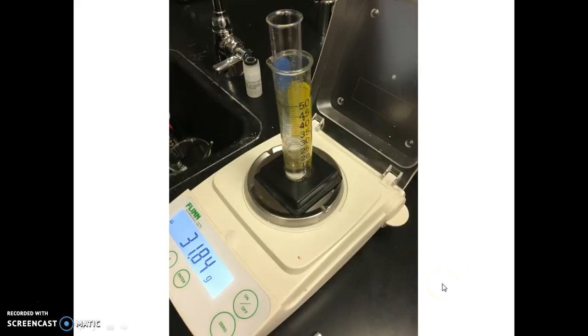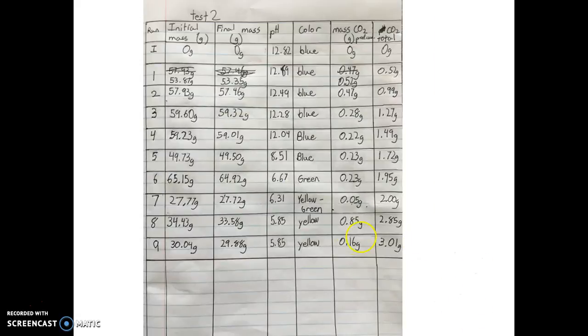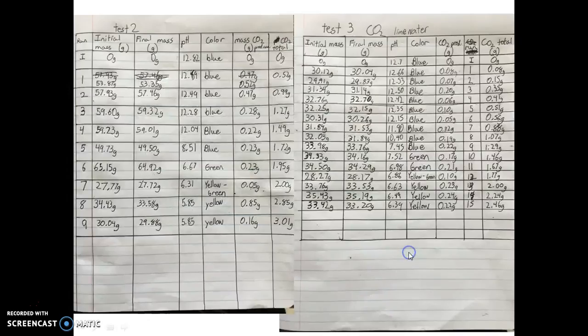Okay, so here's the mass after they bubbled that, and the amount that they lost was the amount of carbon dioxide they bubbled through. They'd record their pH. This was their data table, and you can see on the right side they have the total carbon dioxide that they had added, and then their pH of their solution, and that's a saturated lime water solution.